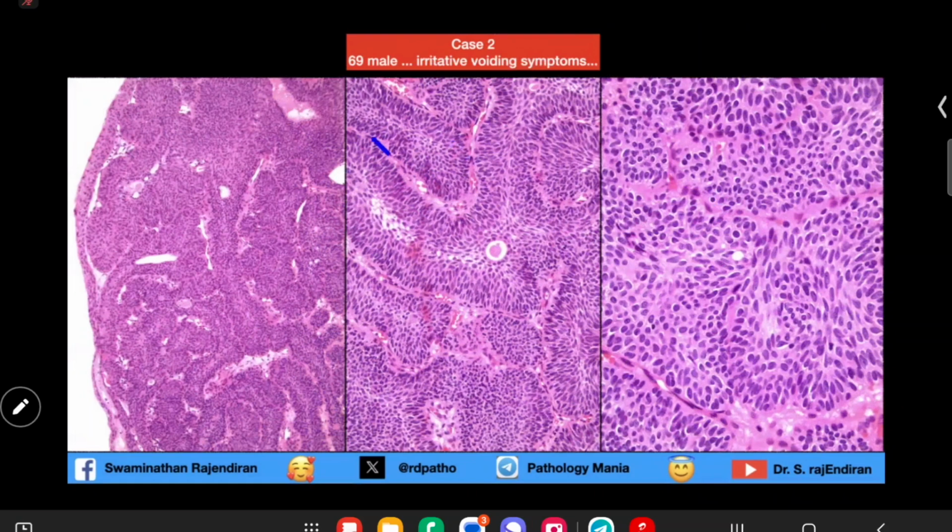Case number 2, this is an endophytic lesion. What you saw in the previous case, that's exophytic. Here, this is the bladder lining, urothelium, and the lesion is beneath the epithelium, and it looks like a trabecular papillary arrangement, but it is inverted. And these cells more or less look like the cells we saw in the first case. So this is an inverted papilloma.